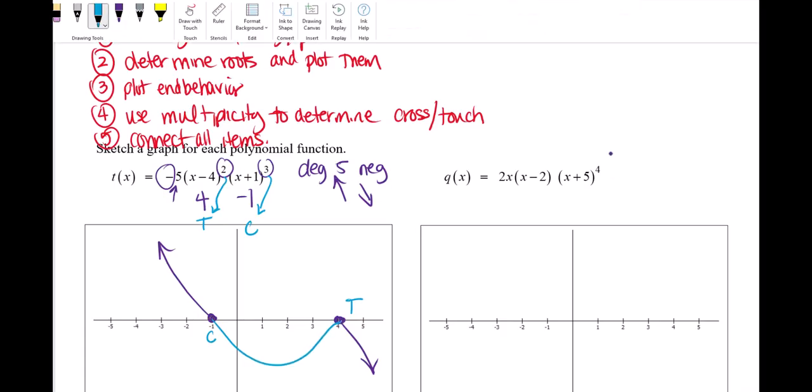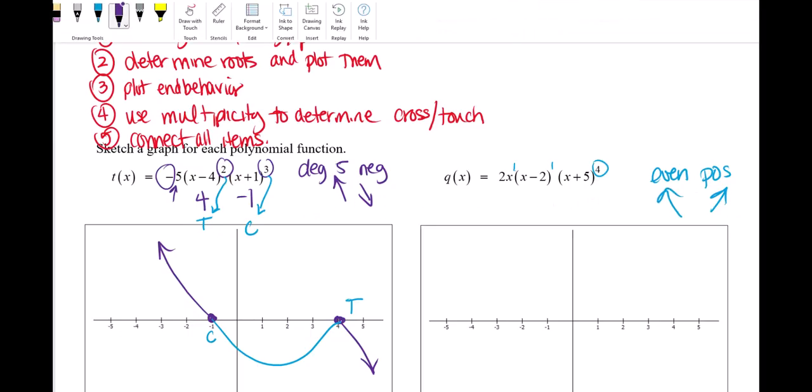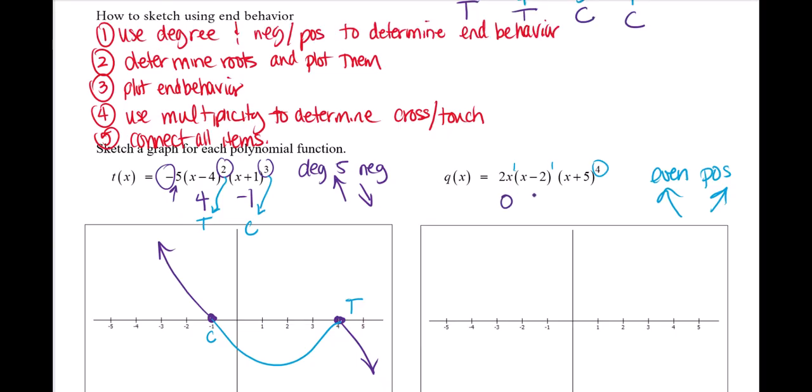Same process. We're going to look at all of my degrees. This is going to be even because it's a total of 6. It's going to be positive, so I know my end behavior is going to go off in this way. I wanted it to be purple. That's okay. I know that my roots are going to be at 0, because this one did have an x with it, 2, and -5. So I'm going to plot 0, 2, and -5. So we've got number 2 done.